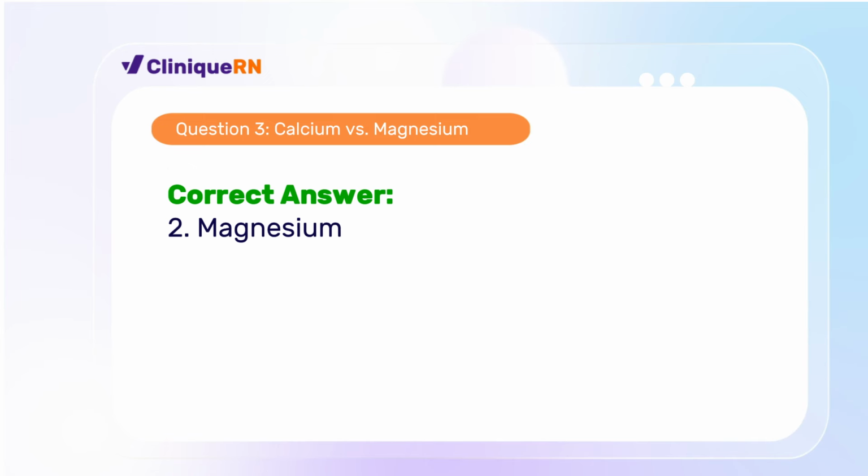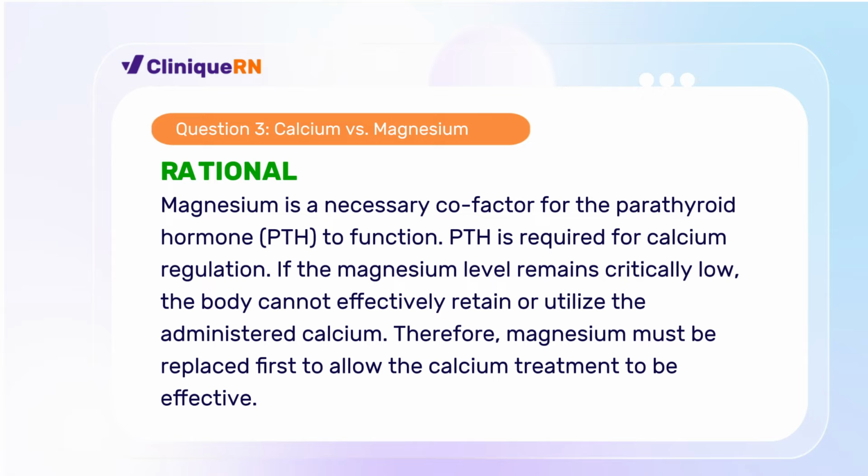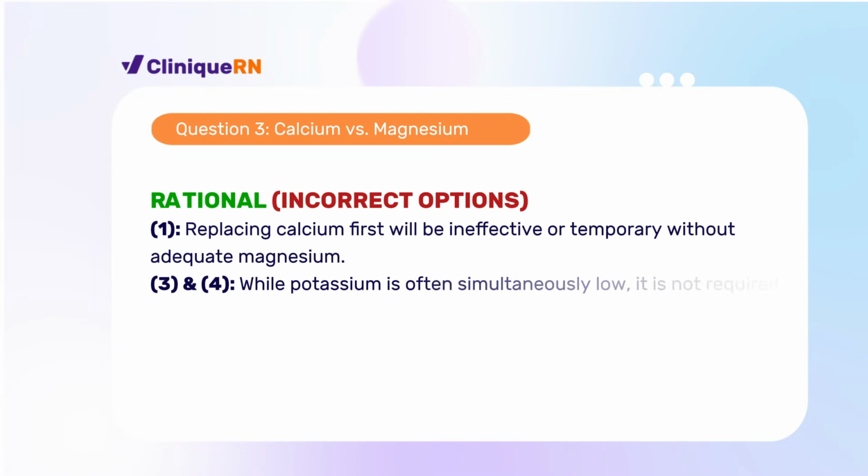The correct answer is 2. Magnesium. Rationale. Magnesium is a necessary cofactor for the parathyroid hormone, PTH, to function. PTH is required for calcium regulation. If the magnesium level remains critically low, the body cannot effectively retain or utilize the administered calcium. Therefore, magnesium must be replaced first to allow the calcium treatment to be effective. Incorrect options. 1. Replacing calcium first will be ineffective or temporary without adequate magnesium. 3 and 4. While potassium is often simultaneously low, it is not required for calcium or PTH function.